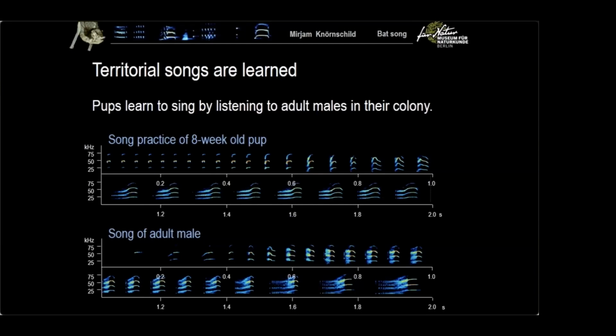And they're quite good at song production at an early age. What I brought you here are two examples. The lower spectrogram here is the song of an adult male, a tutor male, if you will.